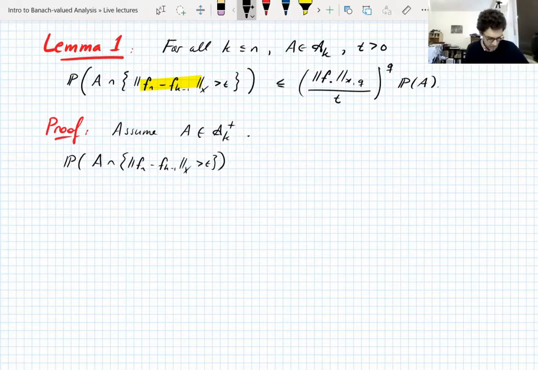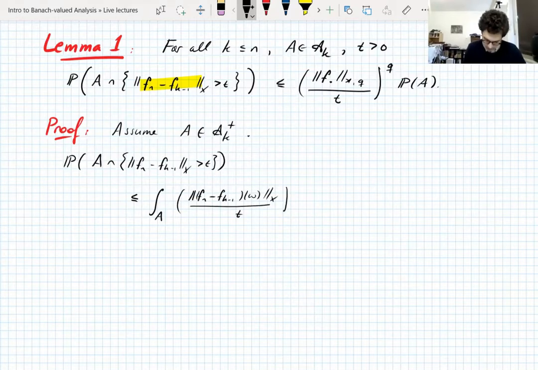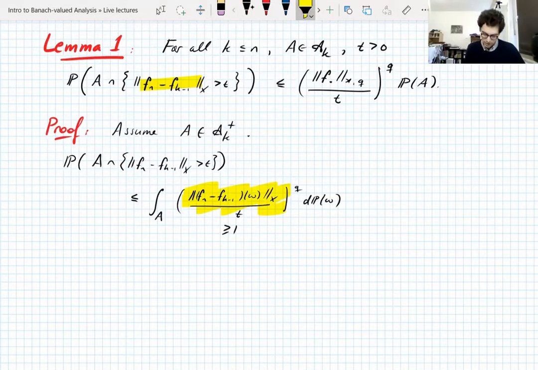We don't use anything too heavy here. So the first thing we notice is that this probability is less than the integral over A of Fn minus Fk minus 1 of omega divided by T to the power Q. If you don't see this immediately, that's because the probability of this set is equal to the integral of this set of the function 1. And this thing here is greater than or equal to 1 on that set because of how the set's constructed. This difference is greater than T, so the difference divided by T is greater than 1. And if I take that to the qth power, that's still greater than 1. I integrate that over a subset of A, and in particular, that's smaller than integrating that over A, because A is larger than that subset of A. That's a very crude estimate, but it works. It's good enough.